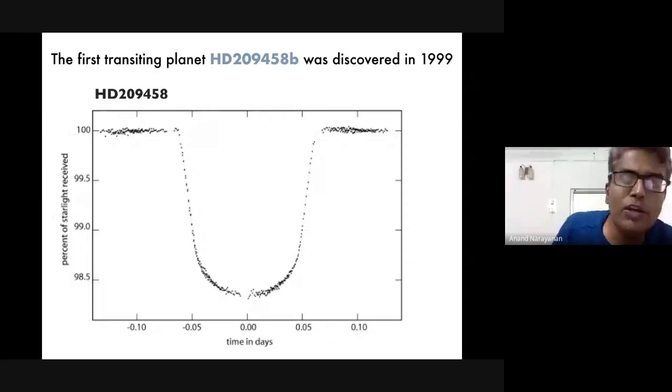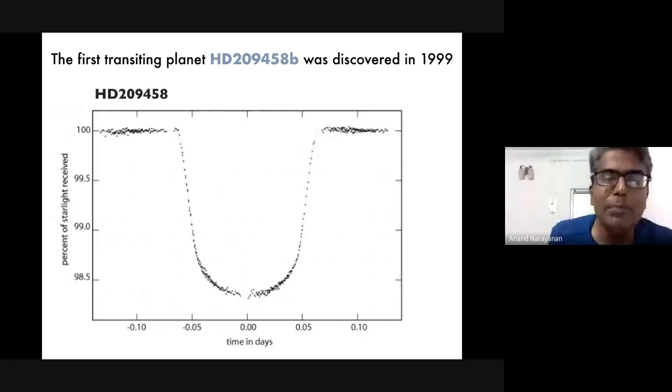What you are seeing here is real data. The y-axis is the amount of light that we receive from the star, and the x-axis is time, and you can see that the light is constant, and then suddenly it dips, and then it again recovers. The important thing to note here is, if you look at the values on the y-axis, when there is no transit happening, the value is 100. And when the transit is happening, the value dips down to 98.5, which means that the dip in brightness is of a value of 2.5% of the star's brightness.